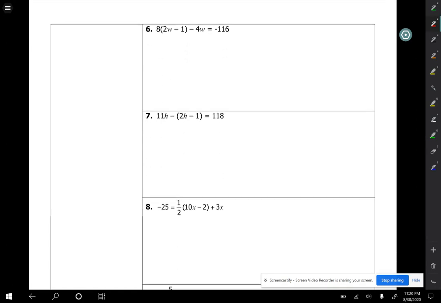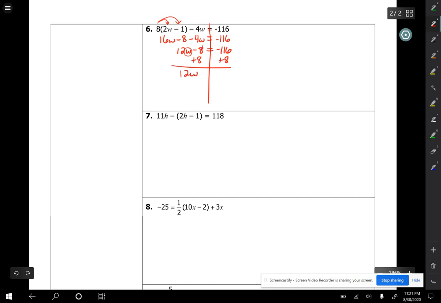Number 6, we're going to distribute the 8 to the 2w and the negative 1, to make 16w minus 8 minus 4w equals negative 116. Combine like terms. 16w minus 4w is 12w minus that 8 equals negative 116. Now I can solve for w. Add 8 to both sides. 12w equals negative 116 plus 8 is negative 108.